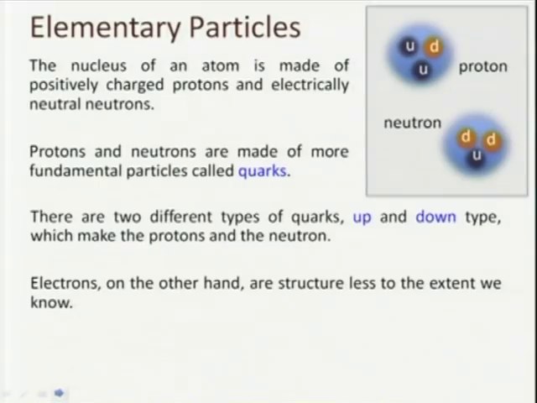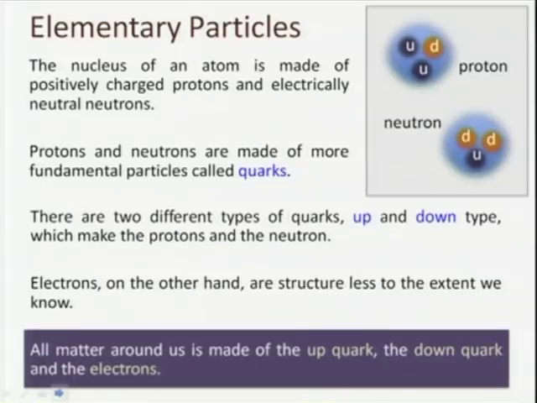Electrons, on the other hand, are found to be structureless. So far as experiment goes, they have no structure. All matter around us is made of these fundamental particles: U quark, D quark and electrons.